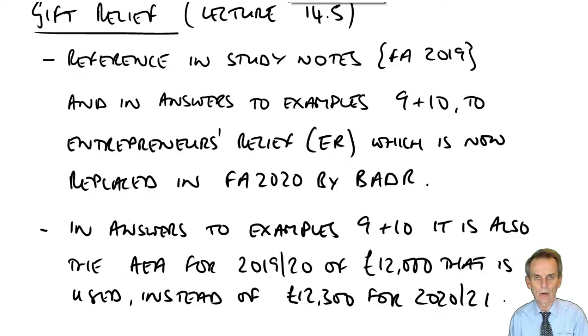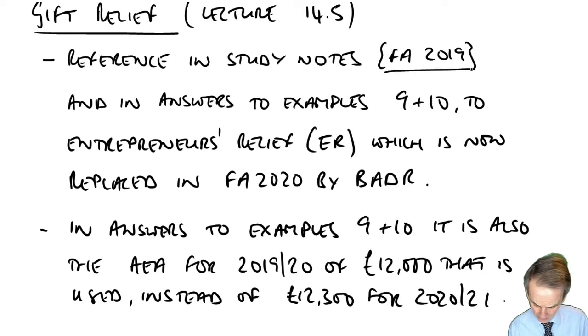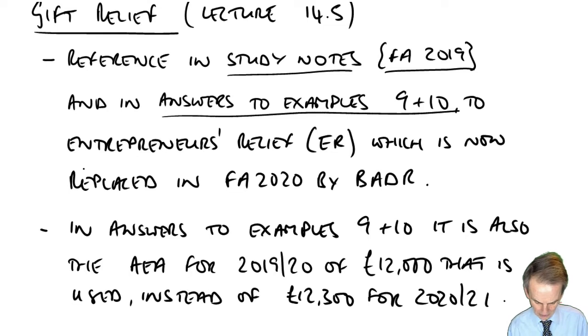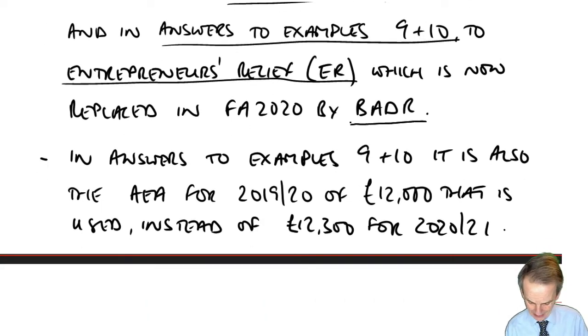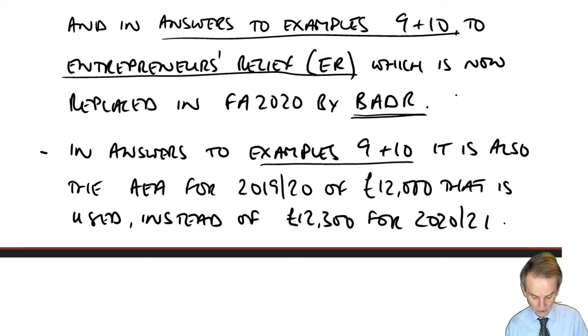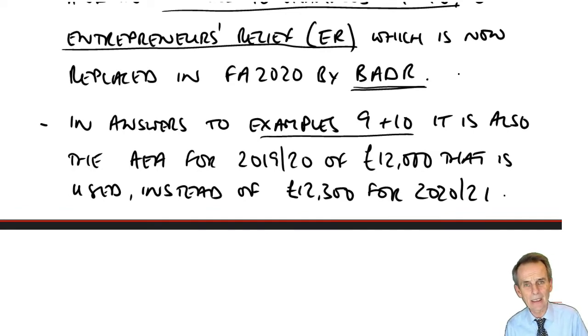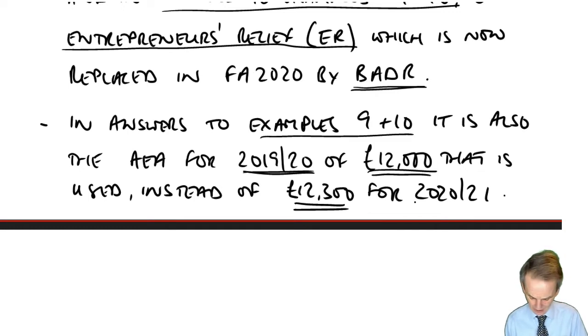So these are the points of difference between what you see in the lecture and what you need to know for our exam for this particular year. We've got the FA 2019 reference in the study notes and in our answers to examples 9 and 10, to entrepreneurs' relief, which indeed we may call ER during that lecture, which is now replaced, as we know, by business asset disposal relief. In those answers to those examples, as we've just pointed out, in the FA 19 answer you see an AEA of £12,000, which was the correct figure for the 1920 tax year. But now, in your Finance Act 2020 notes, it is, of course, £12,300 applied for our 2020-21 tax year. Other than that, everything you need to know about the qualifying conditions, so where gift relief will be available, how it works in all the circumstances in which it could be applied, all of that remains the same.